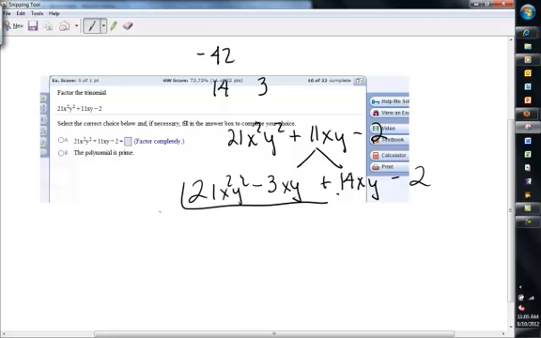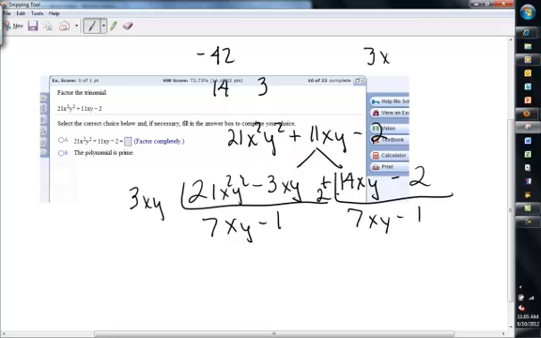Okay, we can take a 3xy out of the first ones, and we're left with 7xy minus 1. Take a 2 out of the second ones, and we're left with 7xy minus 1. So our factored form is 3xy plus 2, 7xy minus 1.